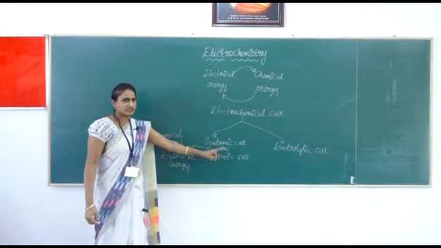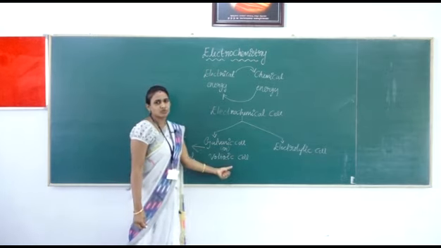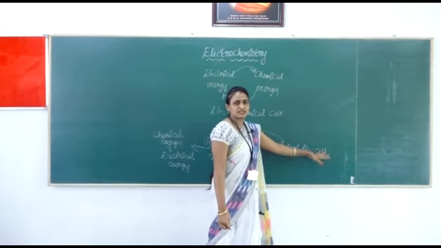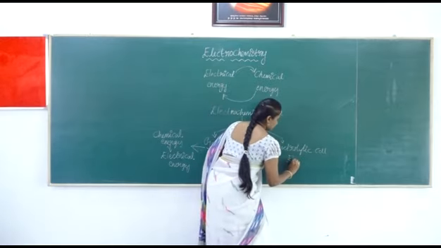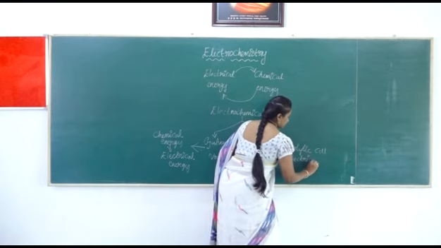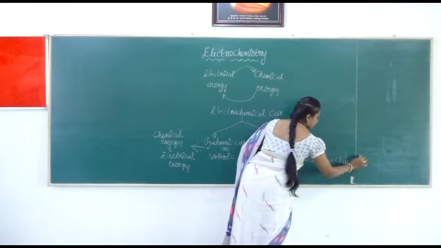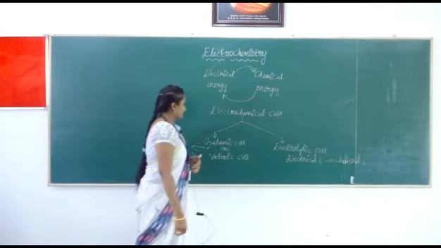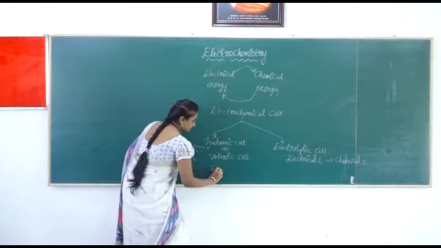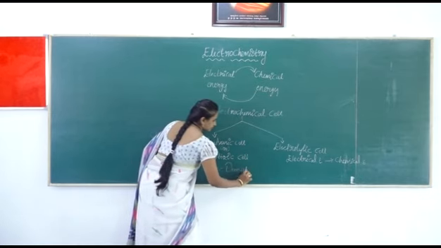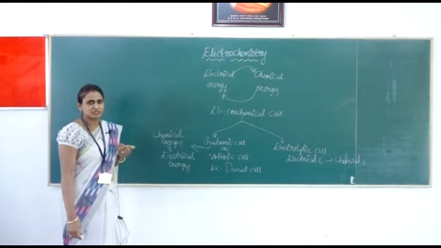The device which can only convert chemical energy into electrical energy is called a galvanic cell as well as a voltaic cell. An electrolytic cell is a device which can convert electrical energy into chemical energy. An example of a galvanic cell is the Daniell cell. This is your basic introduction to electrochemistry.